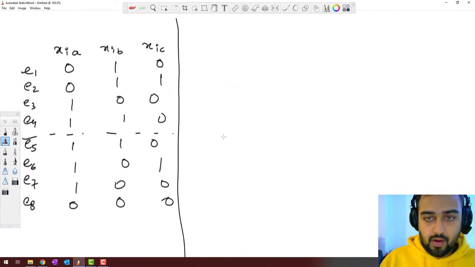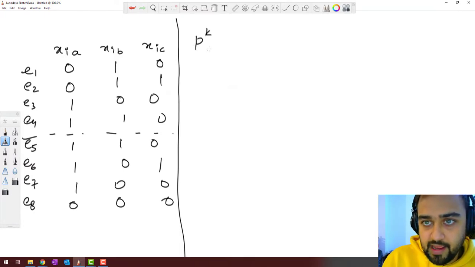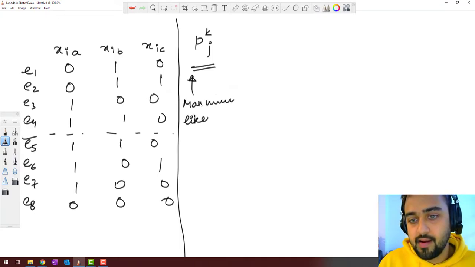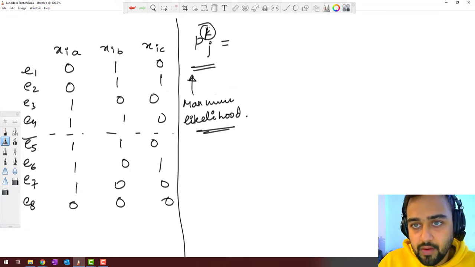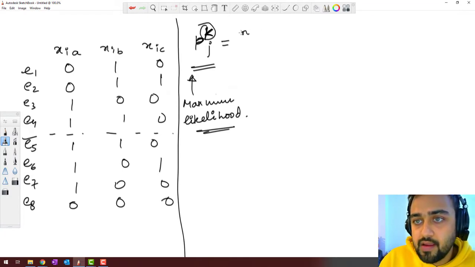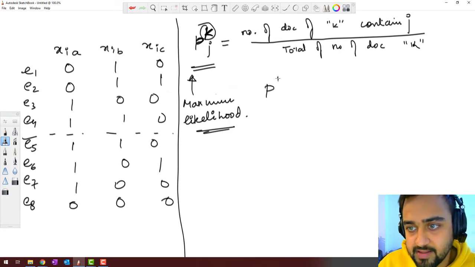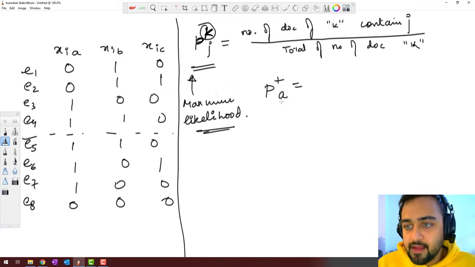Now, loaded with this table, what we try to find is pkj, which is basically the maximum likelihood. Right, we are not going into too much detail here. Now, pkj stands for the probability of occurrence of word j in a document of class k. If we write it down, it would be the number of documents of class k containing j divided by the total number of documents of class k, right?